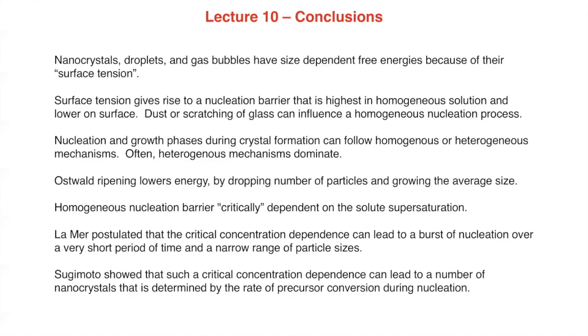Ostwald ripening is a pretty important reaction. Remember that it lowers the energy of a system by dropping the number of particles and growing the average size, and this reduces the surface area and the overall surface energy. In the classical picture, nucleation critically depends on solute concentration, and this led Victor LaMer to suggest that a very rapid burst of nucleus formation could give you the narrow size distribution that people see in colloidal syntheses. Sugimoto went a little further to show how the number of crystals depends upon the kinetics of the solute supply during that phase.